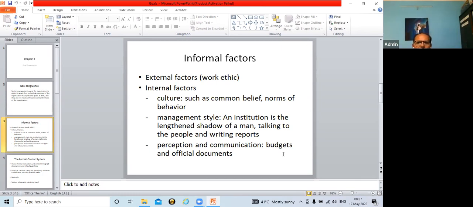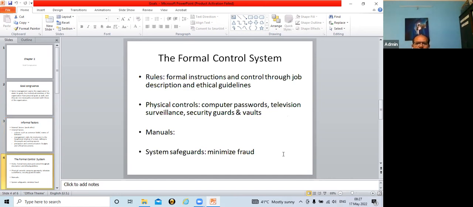Then let us talk about the formal control system. As I mentioned, formal control system is how to control the company. So the first point is rules. In rules, instructions and control can be mentioned about the job or about a particular activity. You have to describe how that activity is to be carried out.